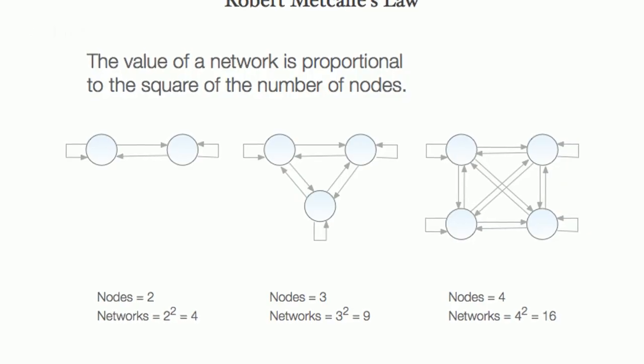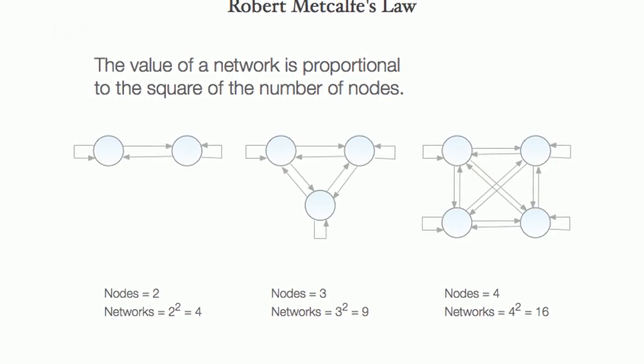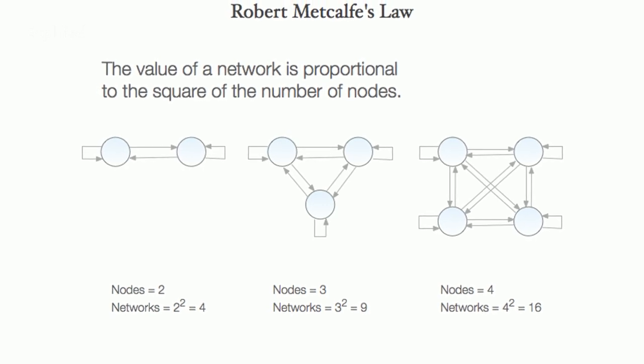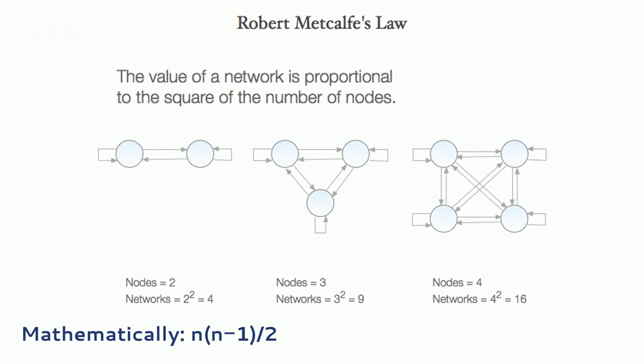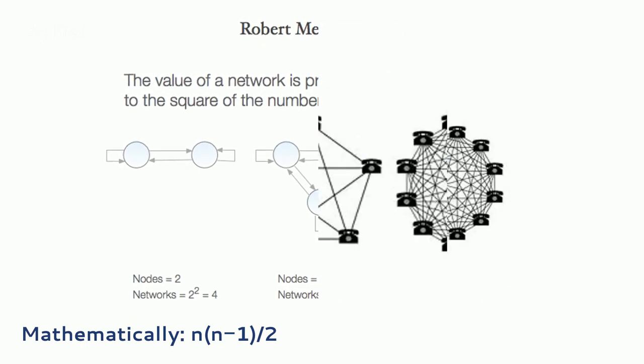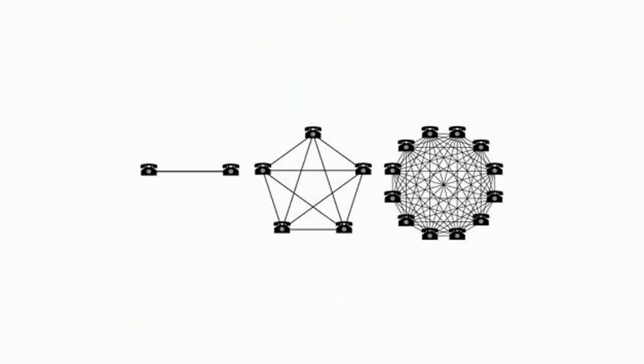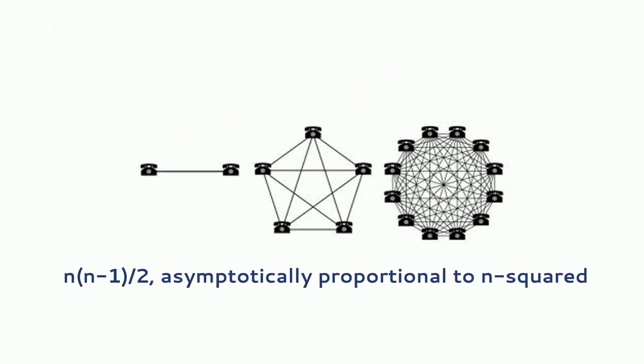Metcalfe's law is related to the fact that the number of unique possible connections in a network of n nodes can be expressed mathematically as n times (n minus 1) divided by 2. Since a user cannot connect to itself, the actual calculation is the number of diagonals and sides in an n-sided polygon, which is n times (n minus 1) by 2, asymptotically proportional to n squared.